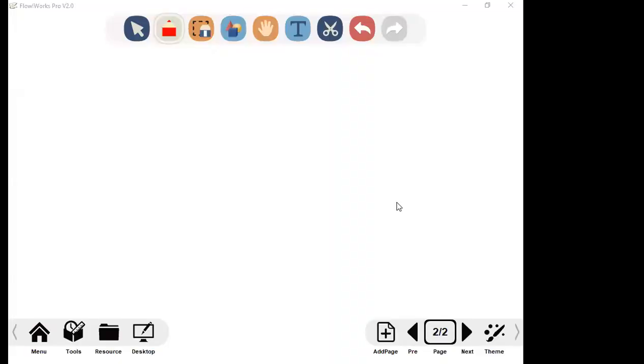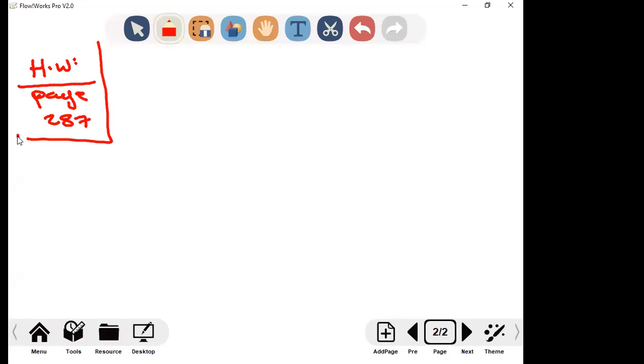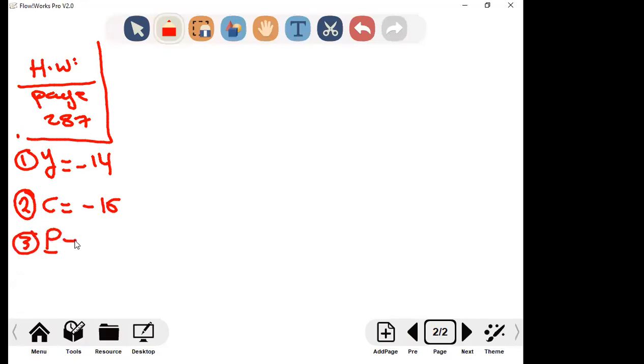So check your homework, page 287. Question 1, y equal -14. Question 2, c equal -16. Question 3, p equal 6. Question 4, z equal 20.